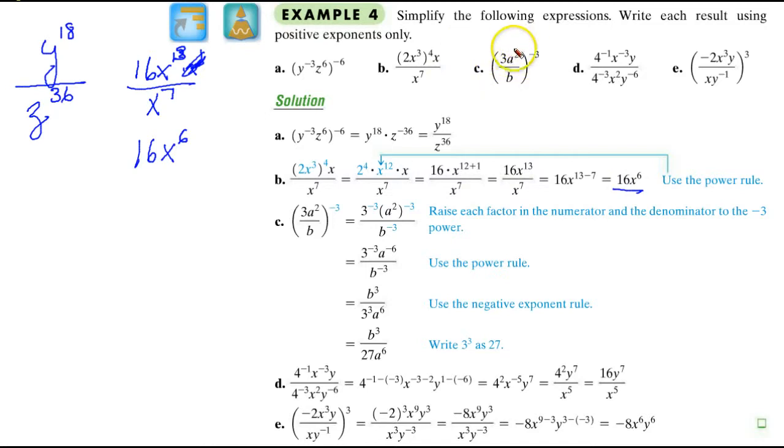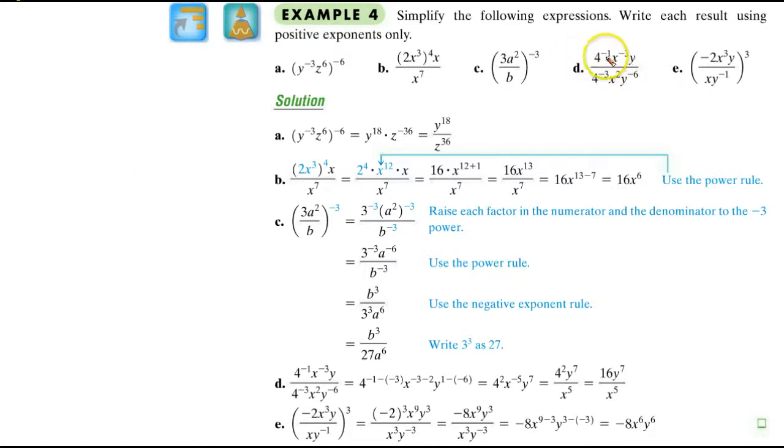Now again, we have a fraction with a negative exponent, so we can just flip that around. That becomes b, and this is 3a to the 2nd. So this becomes b to the 3rd, and then the 3 to the 3rd is 27, and then 2 times 3 is 6. Right there. All right, I'll clear this up a little bit so we can see it better.